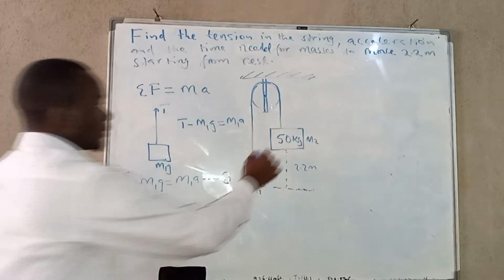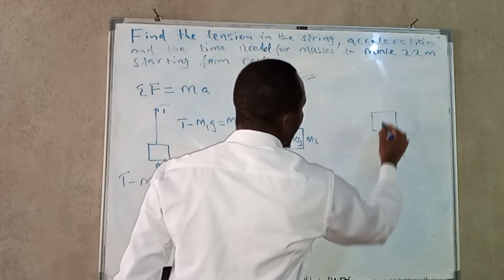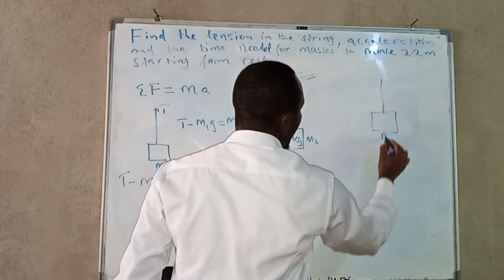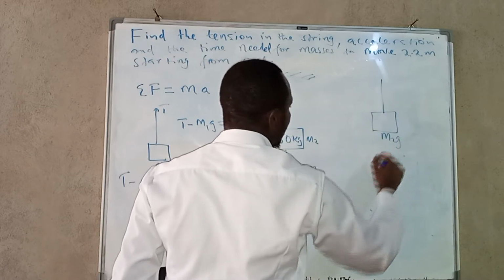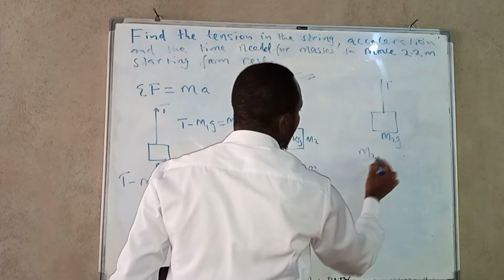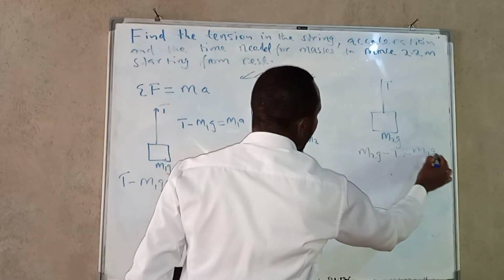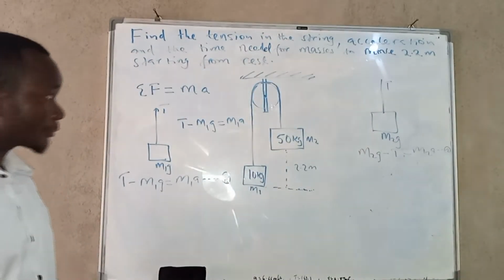And for this one, since this is coming down, we have m2g, so this is m2g. Since it will be coming down, we are going to have T. It will be m2g minus T, and this will give us m2a. Let us call this equation number 2.